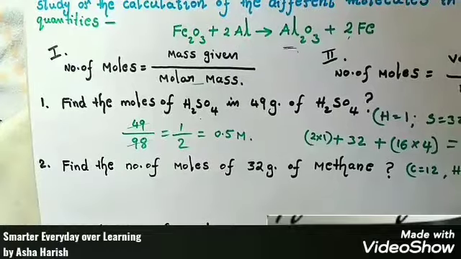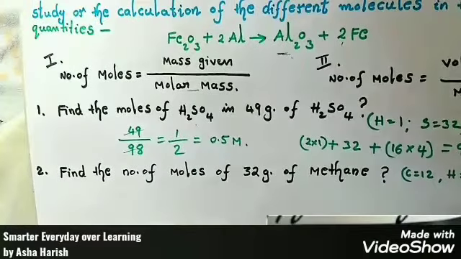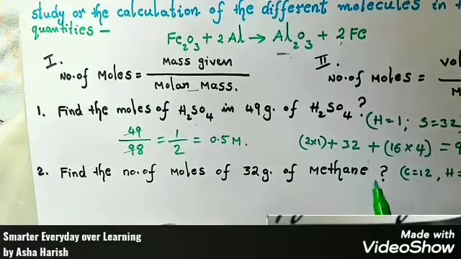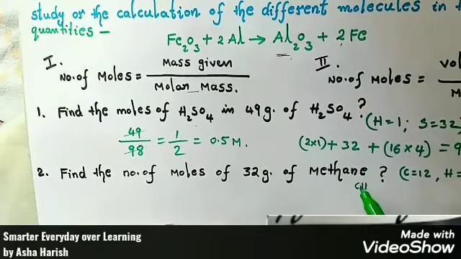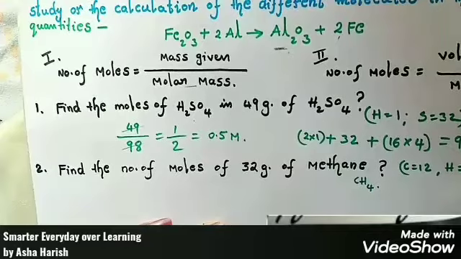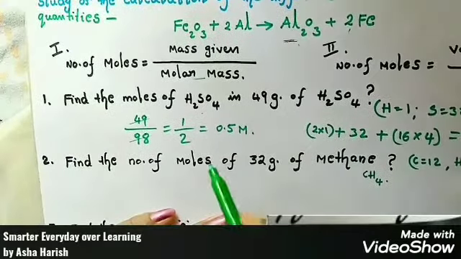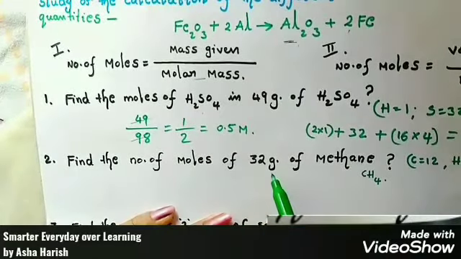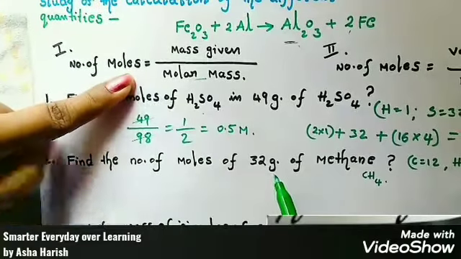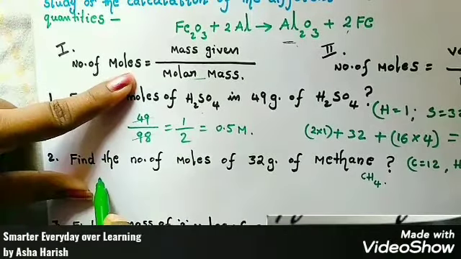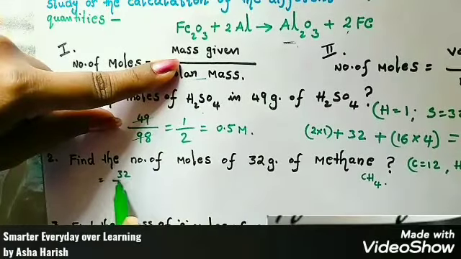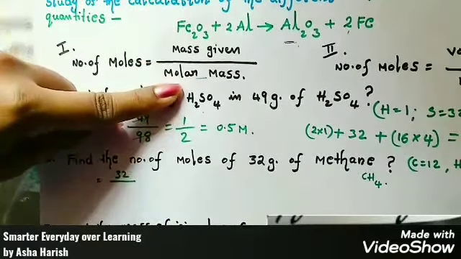Question number 2. Find the number of moles in 32 grams of methane. Students, you know that the methane molecular formula is CH4. Then, students, you have to find out the number of moles present in 32 grams of methane. So, students, according to this formula, number of moles is equal to mass given, that means 32 already they have given as the mass, divided by the molecular mass.